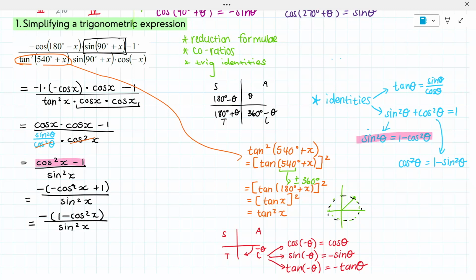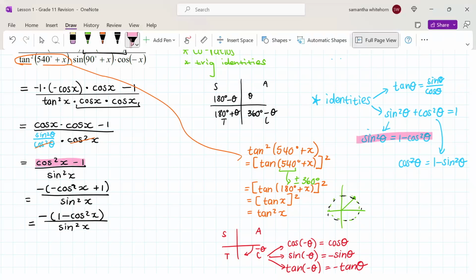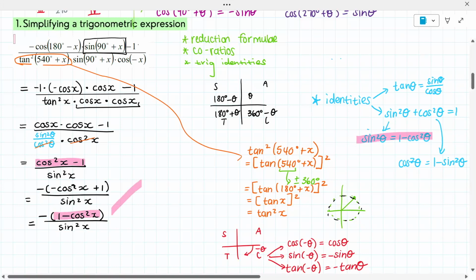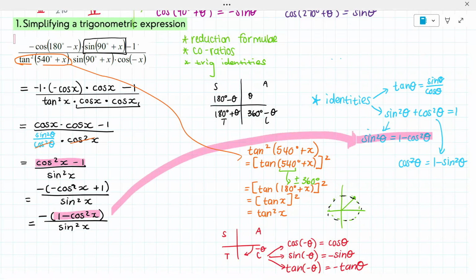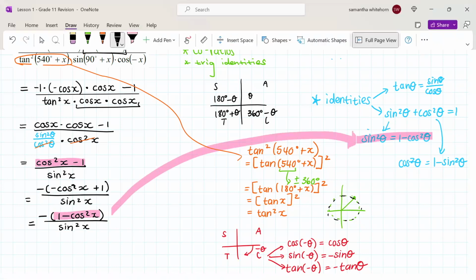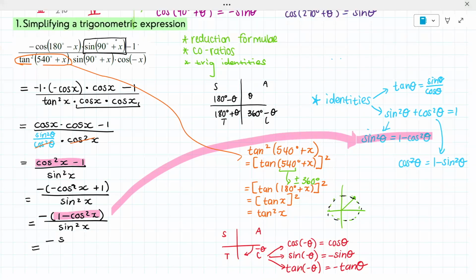Now, as we can see, this now matches up with my identity. So what that means is I can replace that whole bracket with a sine squared x. So minus sine squared x over sine squared x is equal to negative 1. And I have simplified that whole wonderful expression that I started off with to negative 1.